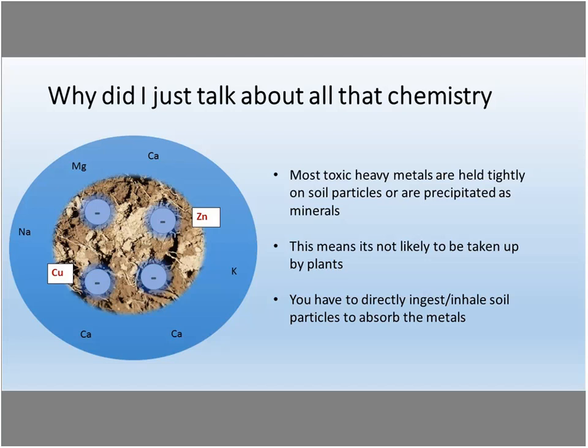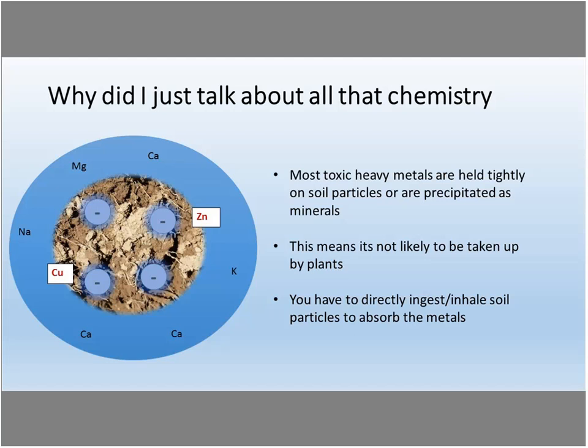I know people don't necessarily like to talk about chemistry, but the takeaway from that is that most of your toxic heavy metals are held tightly on soil particles, or they're going to be precipitated as minerals. They're going to be solids because of the pH that your soil's at. So you can have a test come back that says you have these metals, but that doesn't necessarily mean they're going to be immediately available, or bioavailable. It means it's not likely to be taken up by plants.